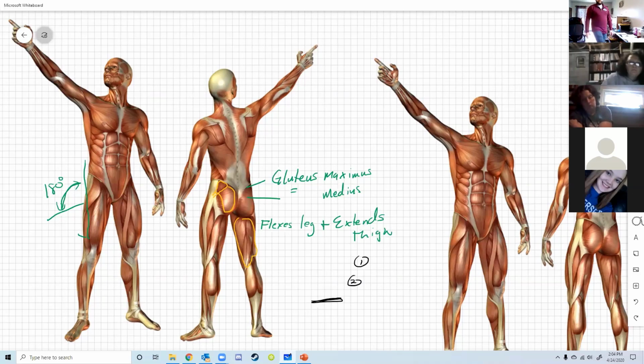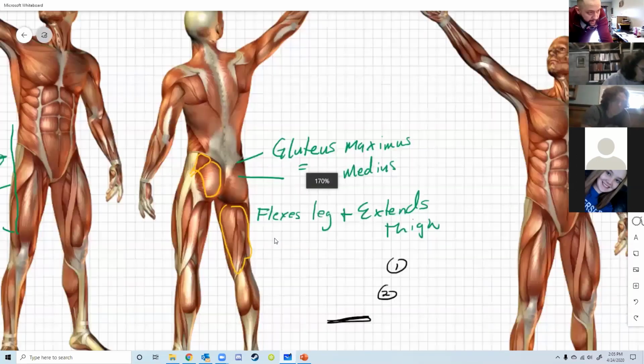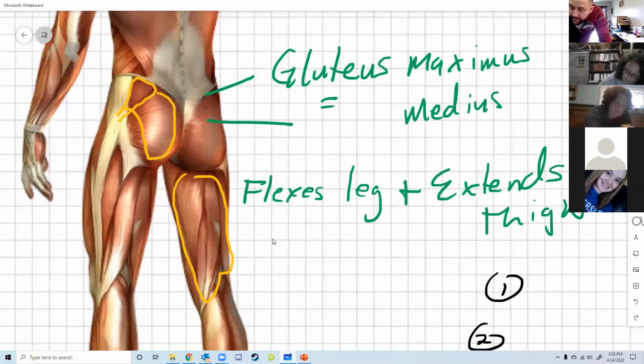If I want to take my leg and do it straight out, it's going to be a different type of muscle. This is called the biceps femoris. And we already know what biceps means sort of now because it's got two heads, right? And it's around the femur bone. And you can see there's two heads here.